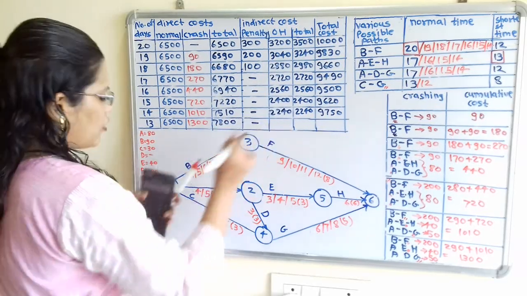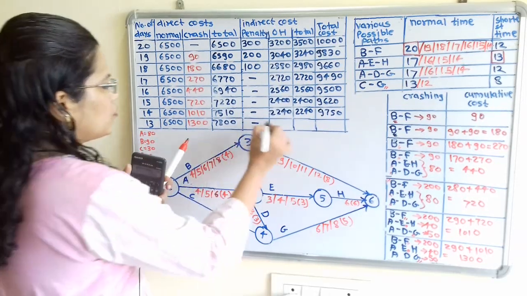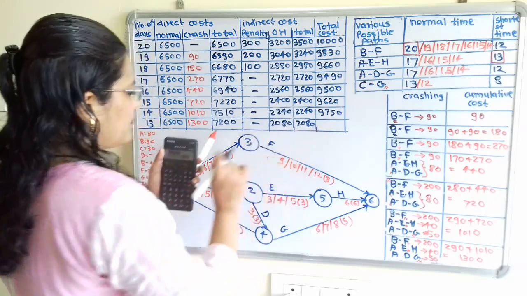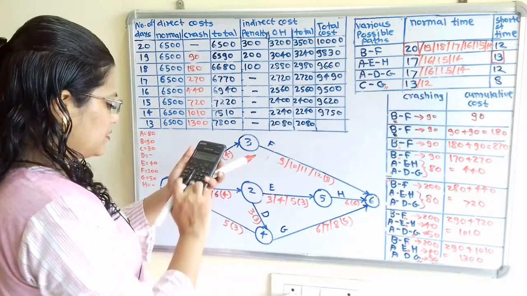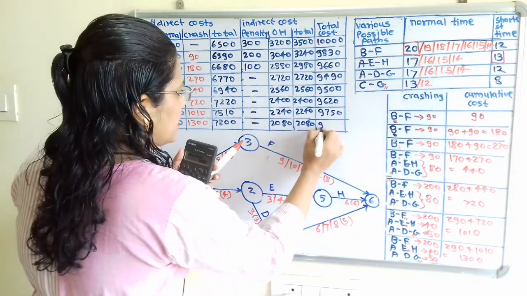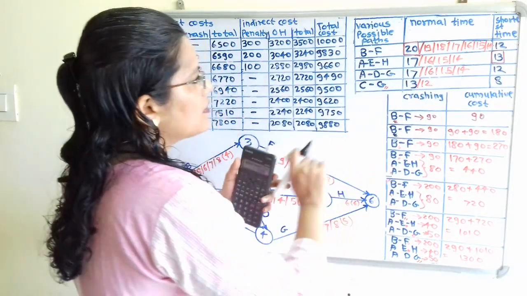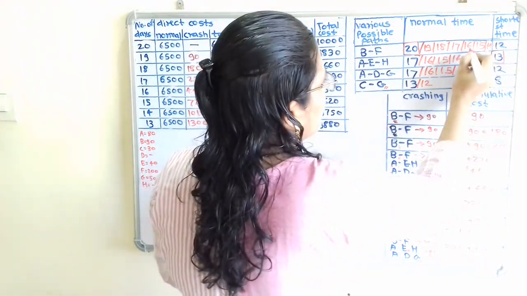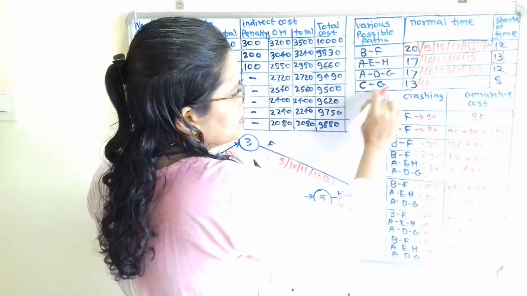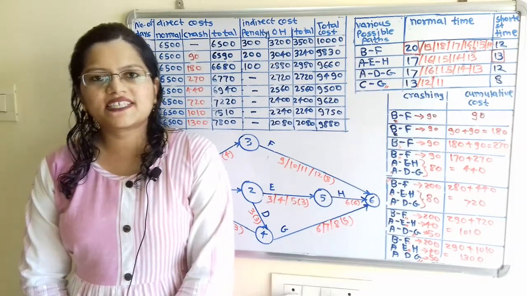7800, no penalty cost, 13 multiplied by 160, 2080, plus 7800, 9880. And the fourth one is here, that is we have to reduce from 14 to 13, 14 to 13, 14 to 13, and here G is present, from 12 to 11. This cost table is getting completed.